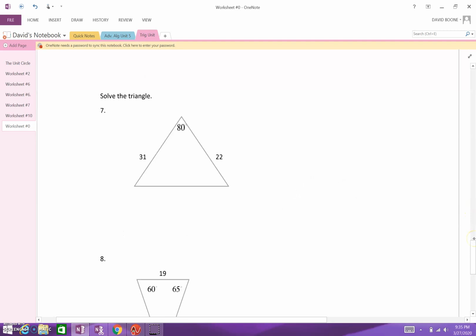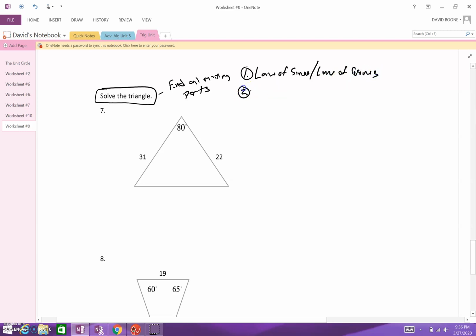The other problems here just say solve the triangle. When you say solve the triangle, that means to find all missing parts. So at that point, what you can do is probably start off using law of sines or law of cosines. You have to do one of those. And a lot of times, if you can find out what this missing angle is, then we'd know that we can get that third angle by doing 180 degrees minus those two other angles. Pythagorean theorem is also certainly a good tool to use.